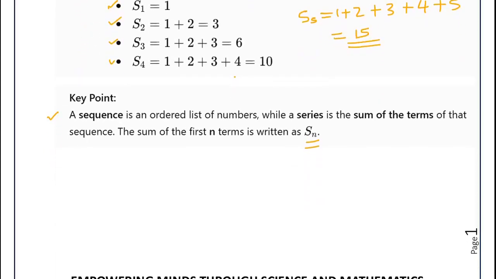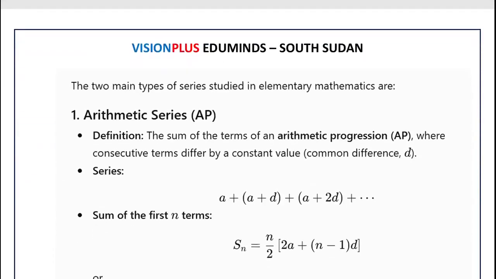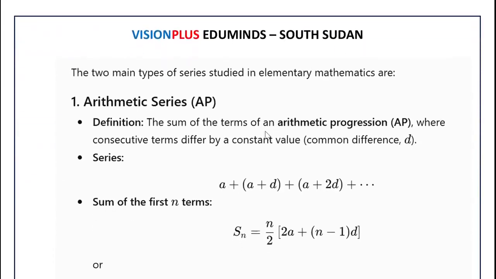Now, there are two types of series that we are going to look at one at a time. The first type is what we call the arithmetic series or the arithmetic progression. That P stands for progression.